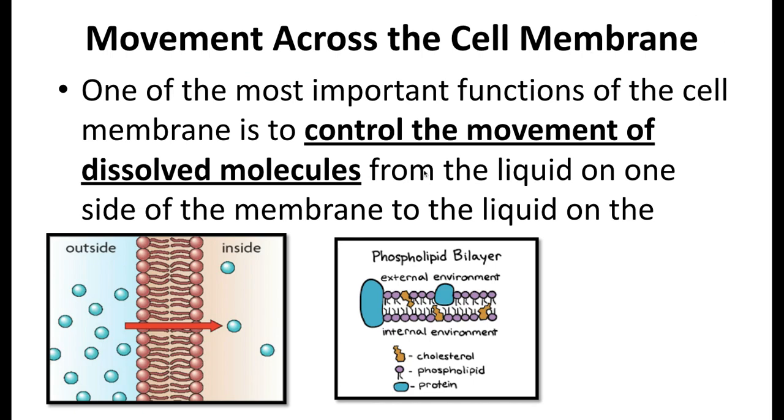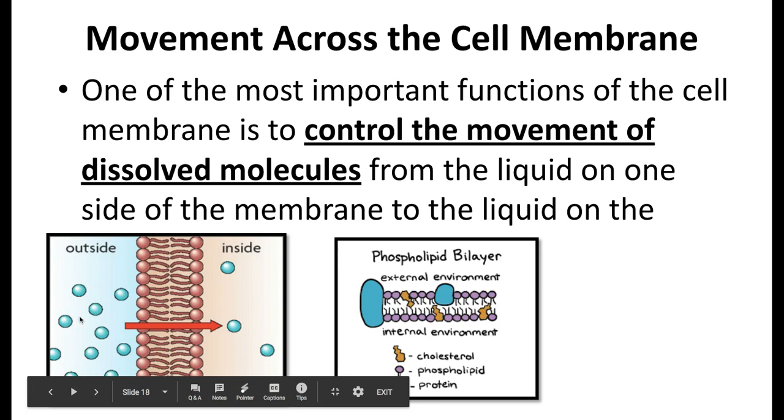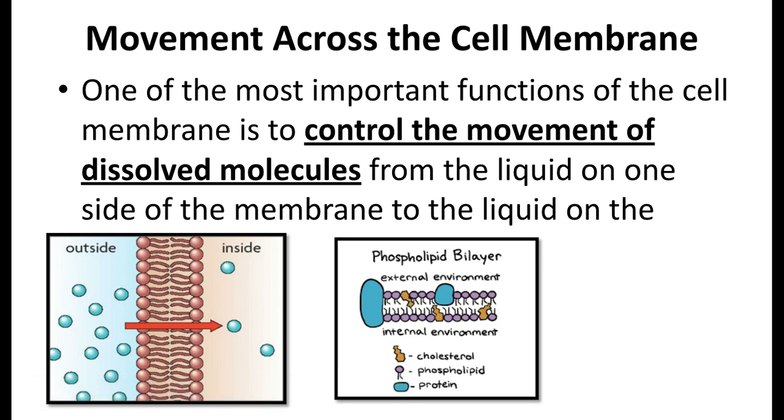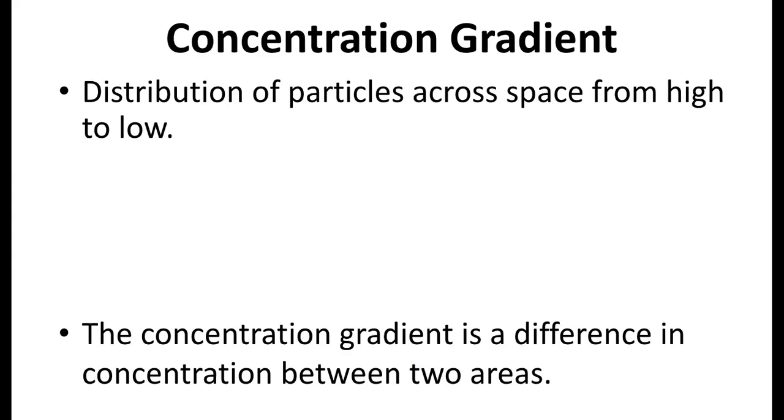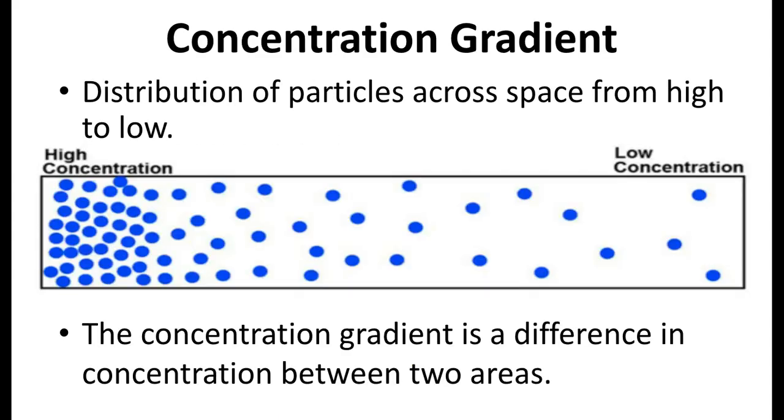So here I can see my cell membrane. I see my phospholipid bilayer here. I see outside I have a lot of blue dots, so that'd be a high concentration of this molecule. And inside I just have a couple, which is a low concentration. So we're going to be looking at the differences in molecules from one side of the cell membrane to the other. So a term I'm going to be using a lot today is called concentration gradient.